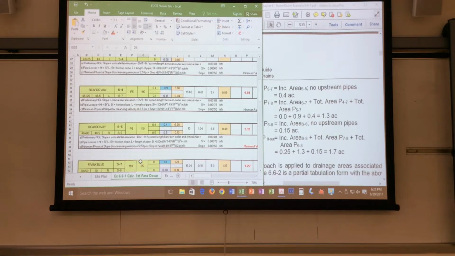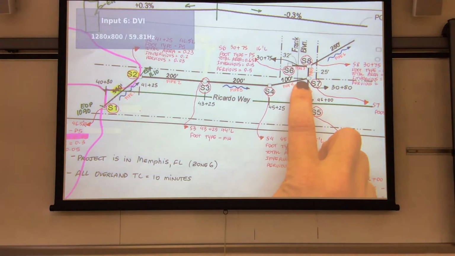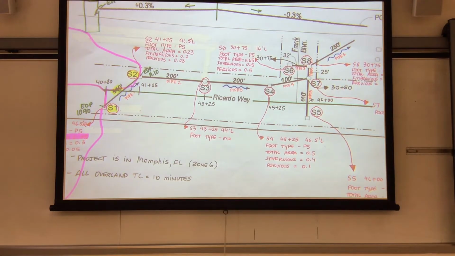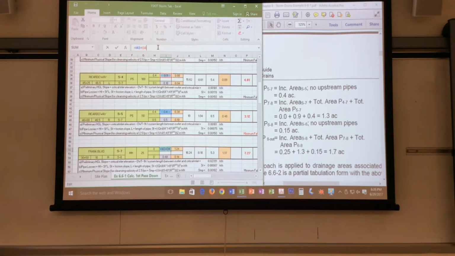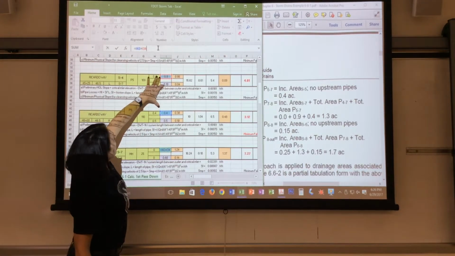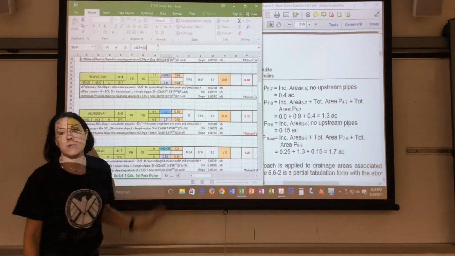P7 to 8, so here's P7 to 8. Now, P7 is a manhole again, so it has no flow. But if you look at 7, it takes the area from P4 and the area from P5. So that's why you've got the area from P4 and the area from P5. If you look at the cells, it's the area from P4 and the area from P5. Now it does not matter which order you add these in. I just clicked on that one first and that one second.